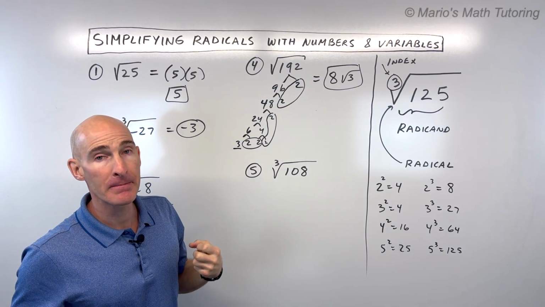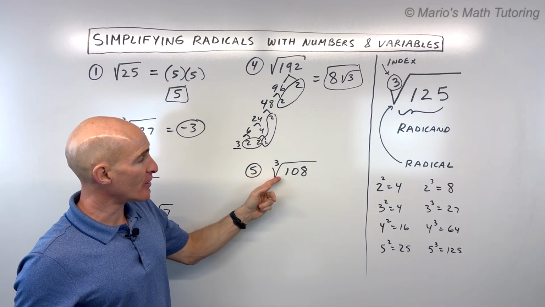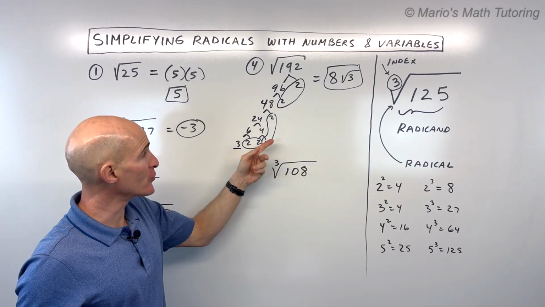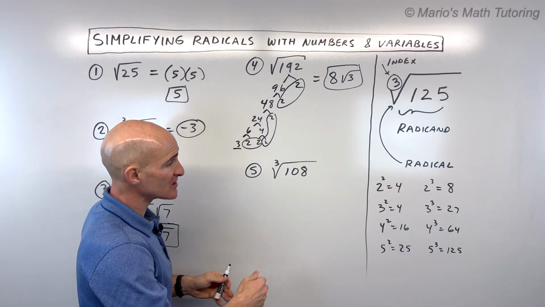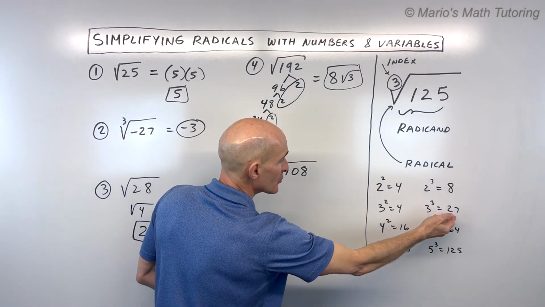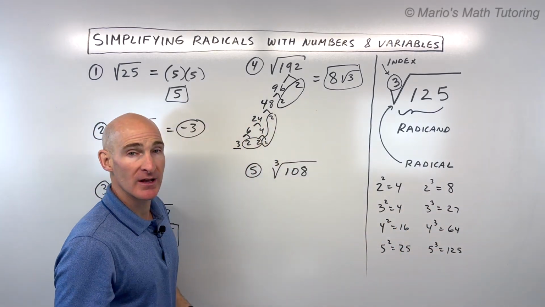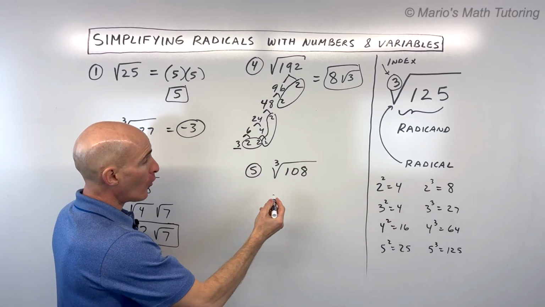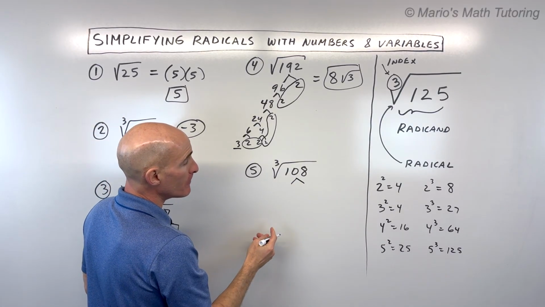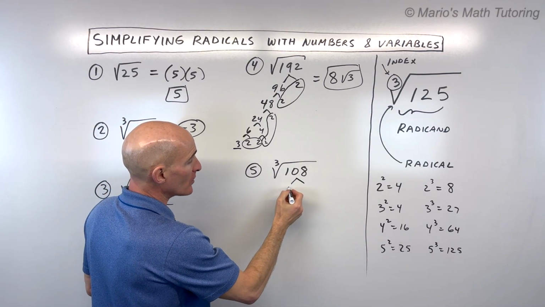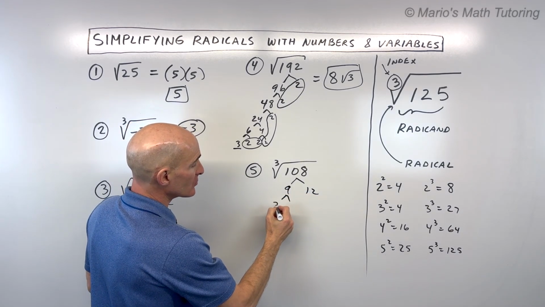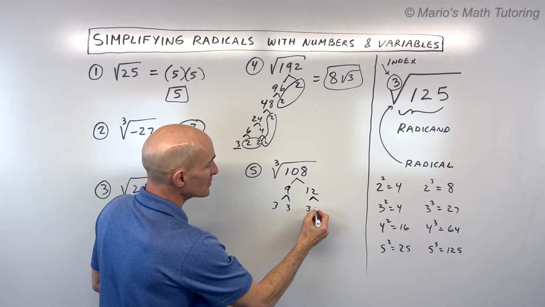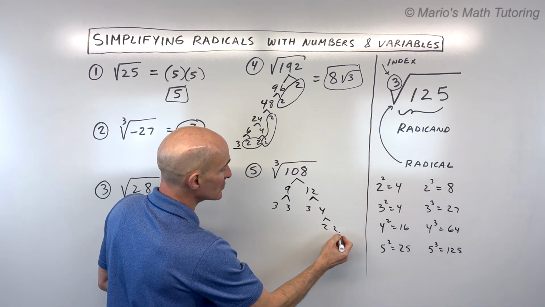Now for number 5, we're dealing with the cube root of 108. We're looking for groups of 3 of the same number or perfect cubes. So I could either see, like, does 8 go in here evenly, or 27 or 64, perfect cubes. Or if I don't want to do that, I can just think about, what goes into 108? Well, this would be like 9 times 12 is 108.